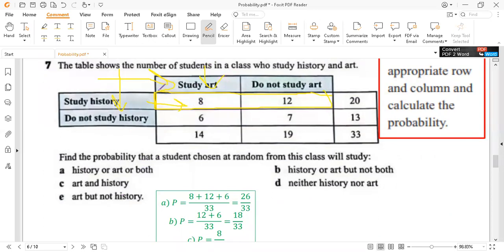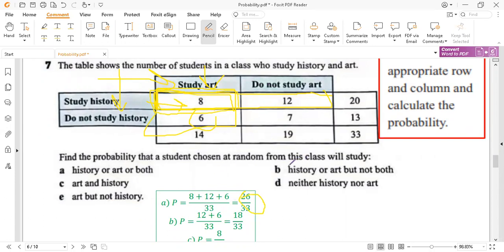So normally we want to add also 8 plus 6, but we already added 8. So normally we add it once. So it is 8 plus 12 plus this column, we add only the 6 to obtain 26/33. It is very important that the probability remains a value between 0 and 1. It cannot exceed the unit 1.